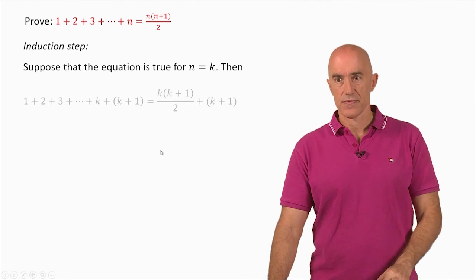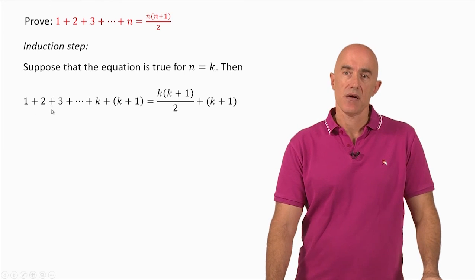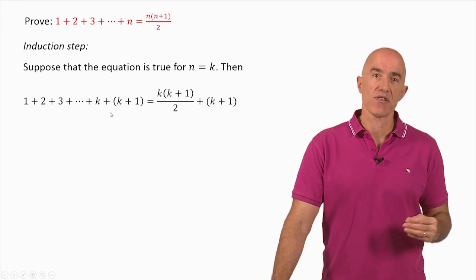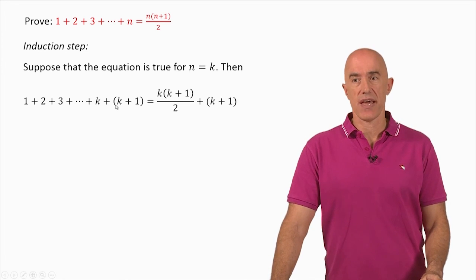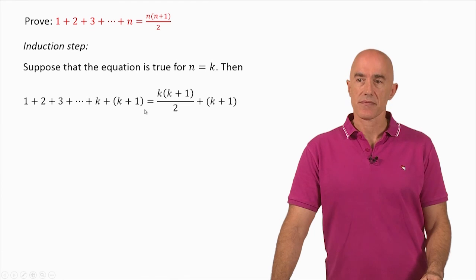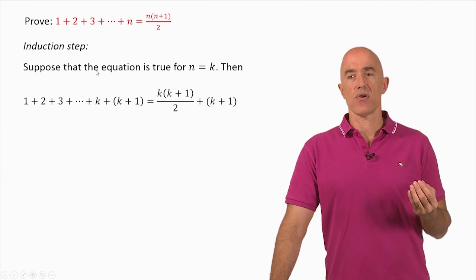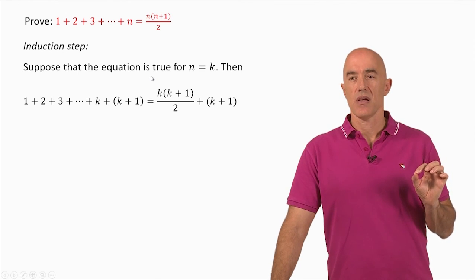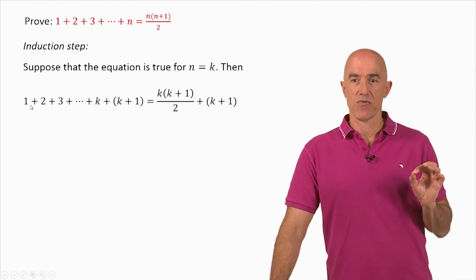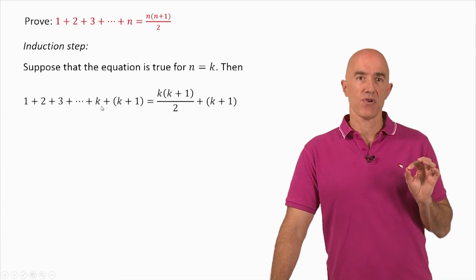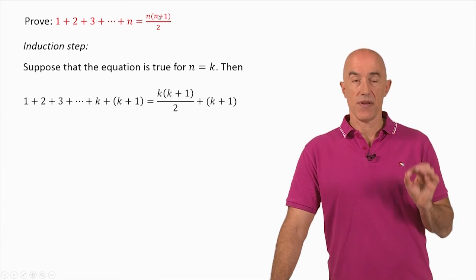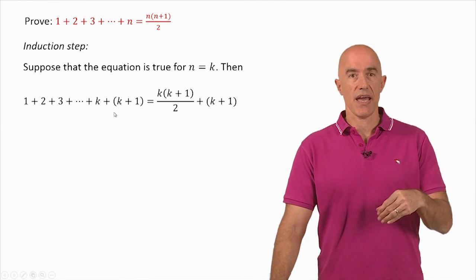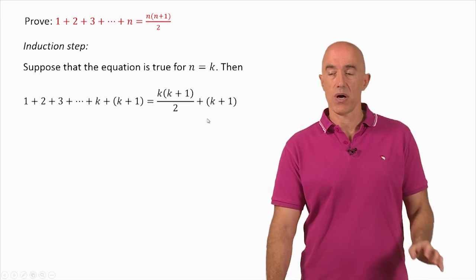So what do we do? Here's the left-hand side: 1 plus 2 plus 3 plus ... plus k plus 1. We're trying to prove the formula for n equals k plus 1. We can use our induction hypothesis, that the equation is true for n equals k. We can replace the sum of the first k numbers by k times k plus 1 over 2. To that, we add the next number, k plus 1.